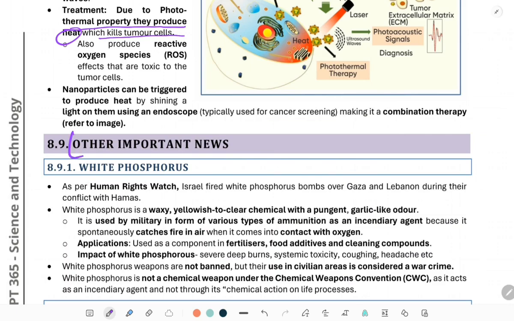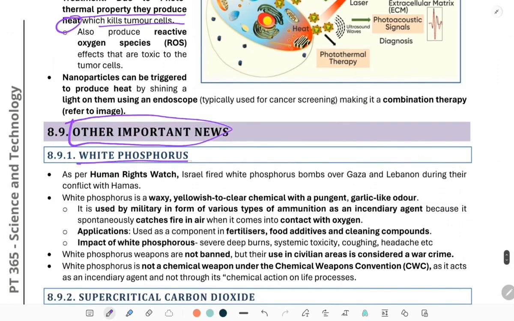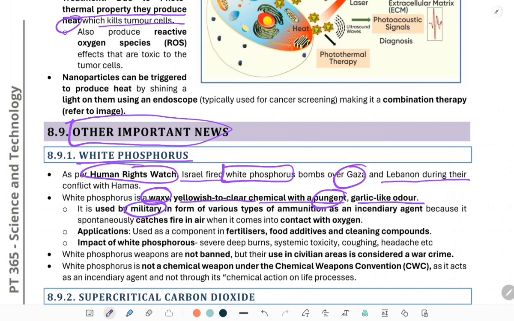Next, we'll see some other important news which were in the news recently. White phosphorus. As per Human Rights Watch, Israel fired white phosphorus bombs over Gaza and Lebanon during their conflict with Hamas. White phosphorus is a waxy, yellowish to clear chemical with a pungent garlic-like odor. It is used by the military in various types of ammunition as an incendiary agent, because it spontaneously catches fire in the air. When it comes into contact with oxygen, it catches fire.